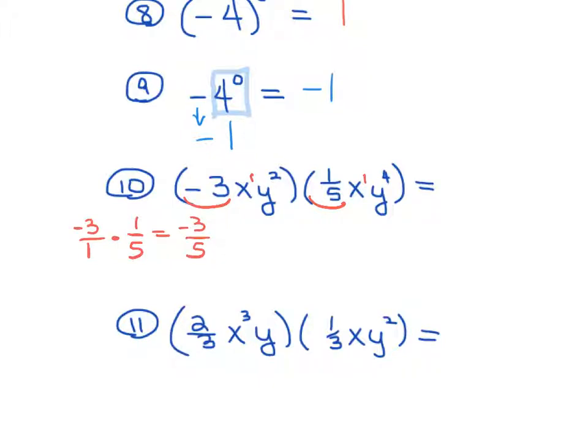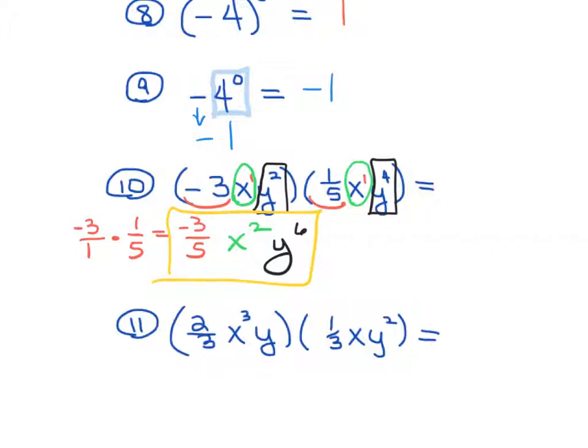Now I'm going to go back and add my variable exponents. So I have an x to the first and an x to the first. So 1 plus 1 is 2. So I get x squared. And then I'll do the same thing with the y's. So y squared and y to the 4th, 2 plus 4, and I get y to the 6th. So my final answer is -3/5 x squared y to the 6th. So we're only adding the variable exponents when we're multiplying.